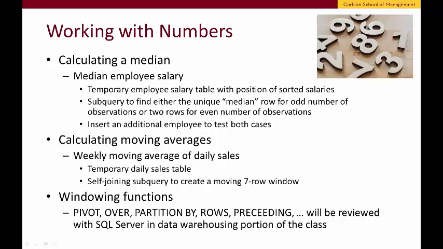This slide presents the two moderately complex examples of finding first the median, described at the top of the slide, and then moving averages, described towards the middle, using temporary tables and subqueries rather than the more advanced windowing functions, which are not available in MySQL, but are shown down at the bottom of the slide, and will be briefly reviewed with SQL Server in the data warehousing portion of this class.